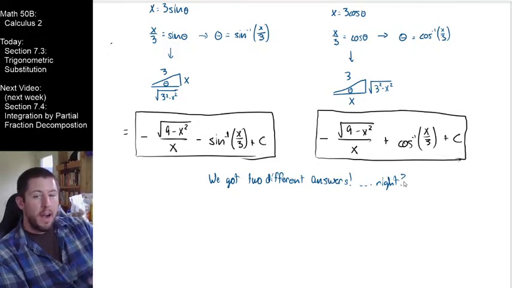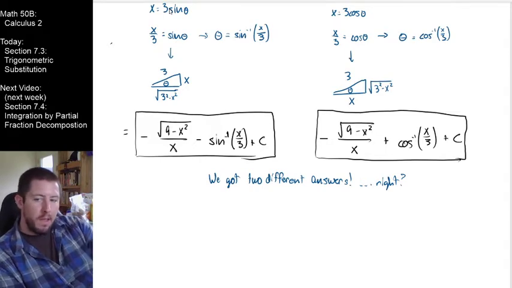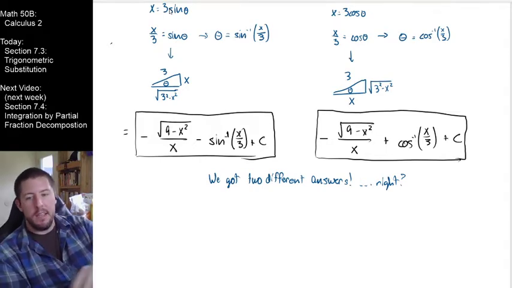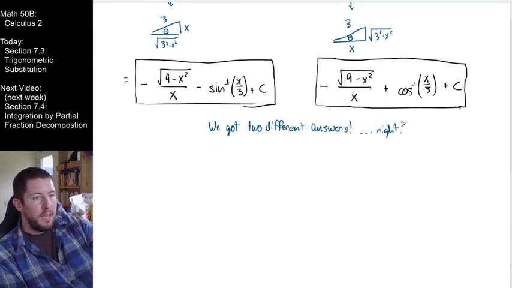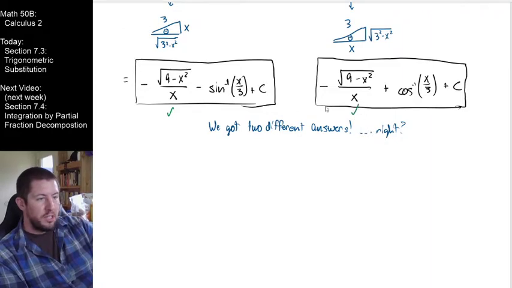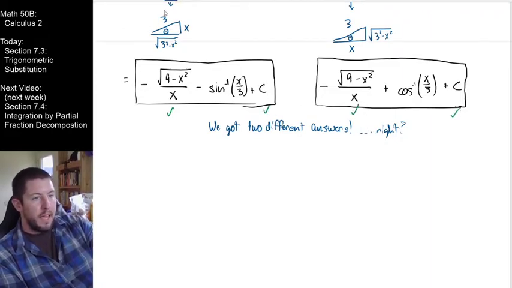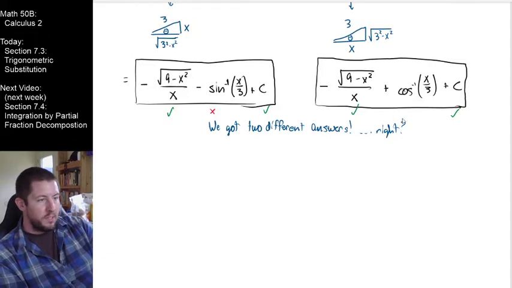It seems like our answers only differ in our inverse trig expressions right here. So I'm kind of thinking to myself, let's take a look and see how different these answers actually are. What I'm seeing here is that this term and this term match. We've got a plus c on both of them, but it seems like we have some version of unhappiness associated with these terms right here.